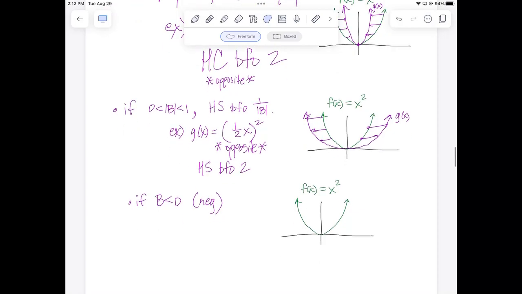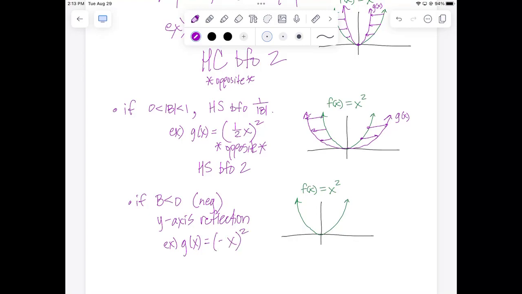So here is what it does. This is a y-axis reflection. And here would be your example. If I have g of x equals (negative x) quantity squared, you would notice that on the inside, I'm multiplying by a negative 1. That means your x's trade places. Everything trades places like this across the y-axis.